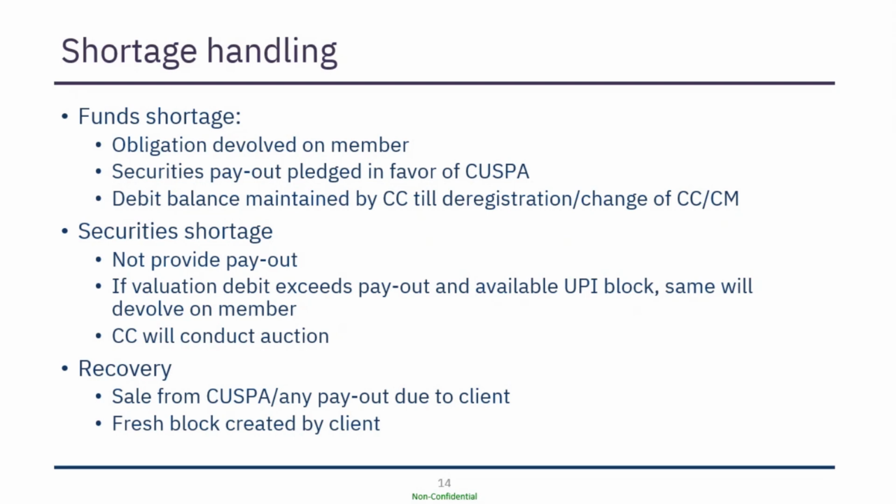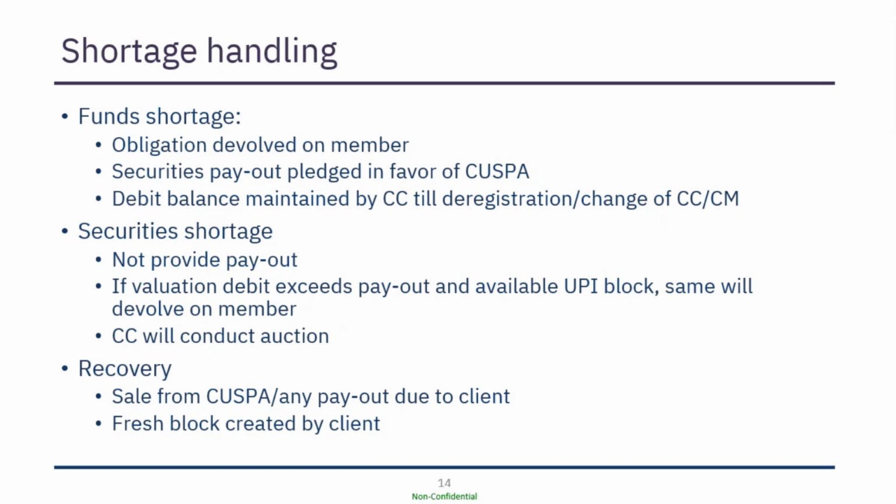Conversely, suppose there is a sell. Say either the member has sold the shares pledged in CUSPA or some other sale is there, because of which there is payout due to the client. In that case also, from such payout we will deduct the debit balance of the client and give that to the member. So for this example, suppose the member has sold that one share, and that one share had gone up from 100 to 110. In that case, 110 will be the payout due to the client, from which we will take 80 and give it to the member, because that's the debit balance of the client. And 30 rupees will go to the client's account. So this is the way that recovery will happen in case of fund shortage.